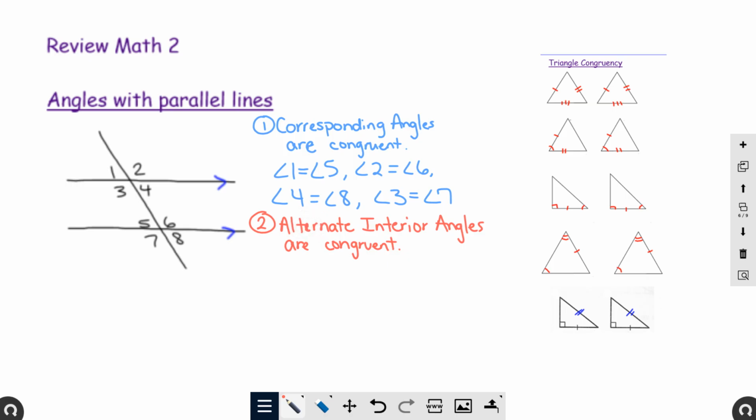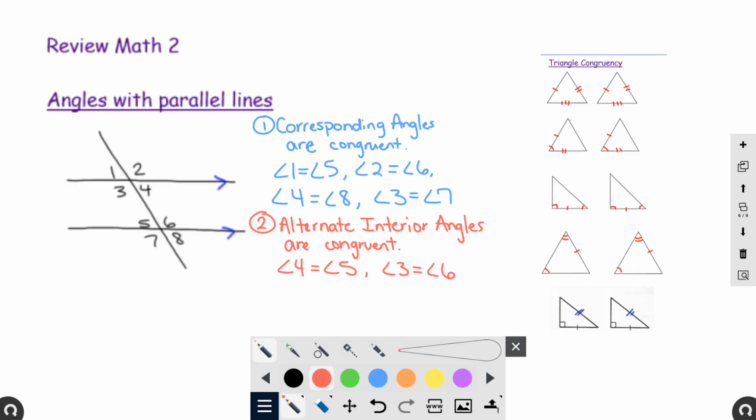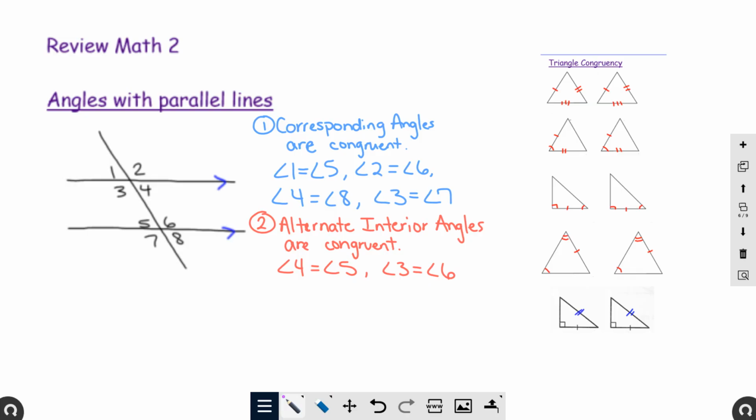Now, think about what the words mean. Alternate is kind of like opposite. Interior means inside the parallel lines. Okay? So, which ones are considered alternate interior angles? 4 and 5 and? Good. Okay, we have 2 more types.